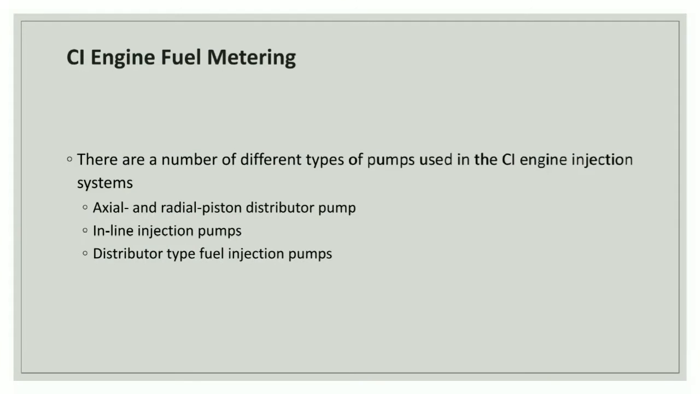There are a number of different types of pumps used in the CI engine injection systems: axial and radial piston distributor pump, inline injection pumps, and distributor type fuel injection pumps. So these are the different types of pumps used in the CI engine injection systems.